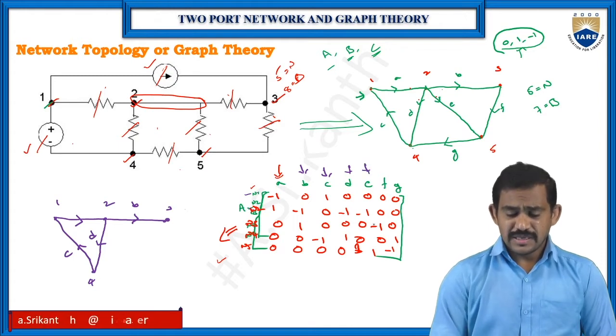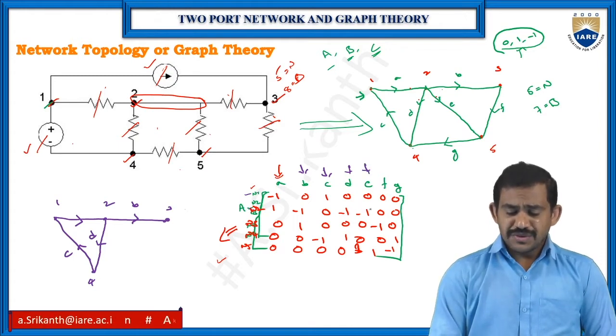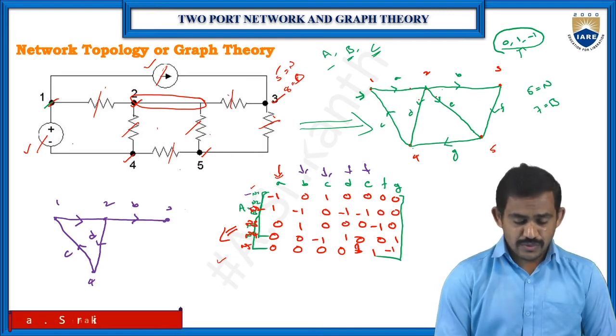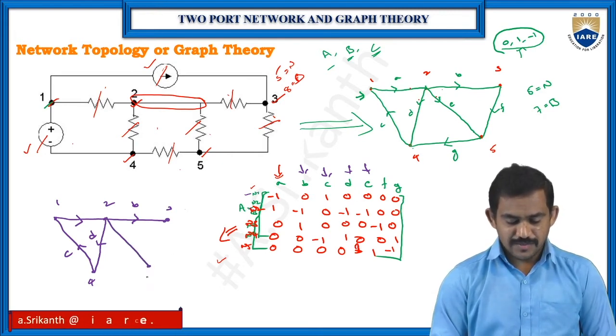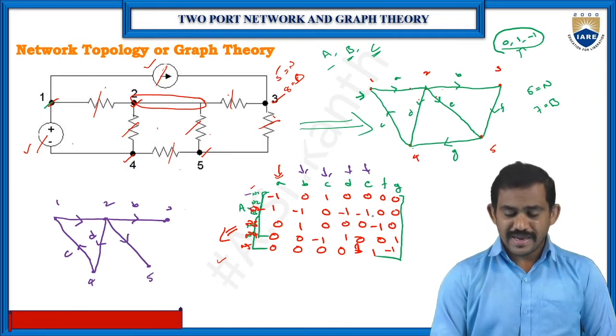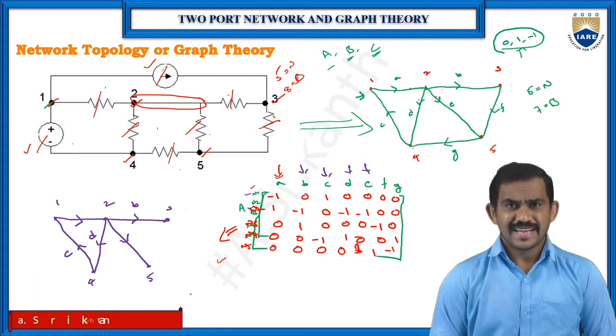Next, the E branch, between 2 and 5. So from 2 to 5 I have one more line, suppose it's a 5, and check the direction. 2 to 5: 2 is minus and 5 is positive. So 2 to 5 is my direction.